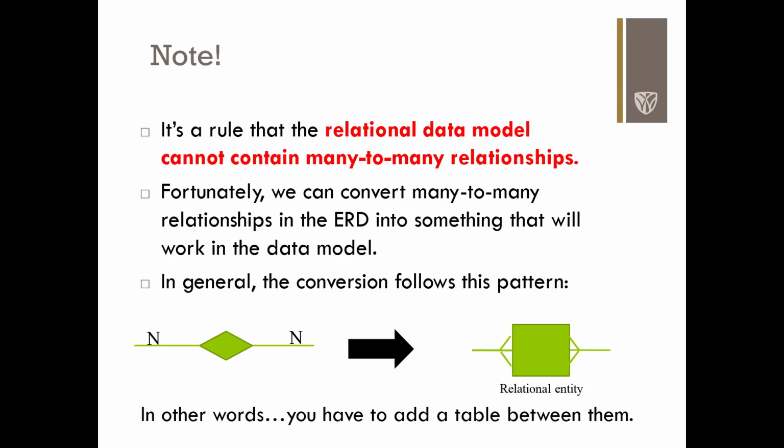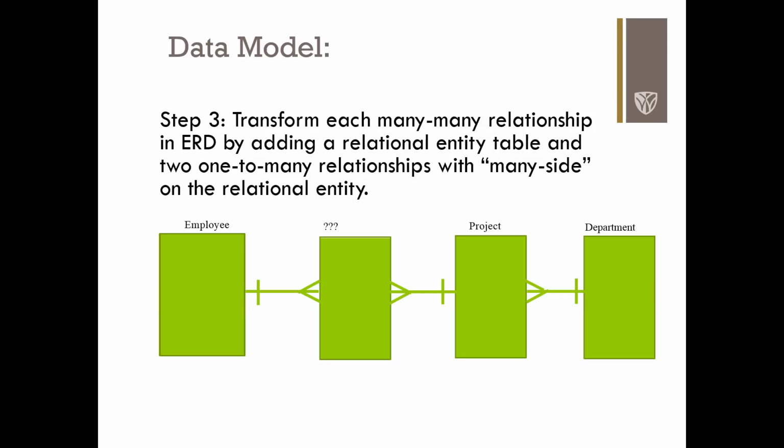Anytime we've got a many-to-many relationship, we're going to take that many-to-many relationship and we're going to turn it into two one-to-many relationships. And the way we do that is by inserting what is referred to as a relational entity, or if you want to think about it in table terms, you could call it an intersection table. So we're going to take that many-to-many relationship, and as I mentioned, we're going to convert it into two one-to-many relationships. So now employee is associated with something in a one-to-many relationship. Project is also associated with that something in a one-to-many relationship.